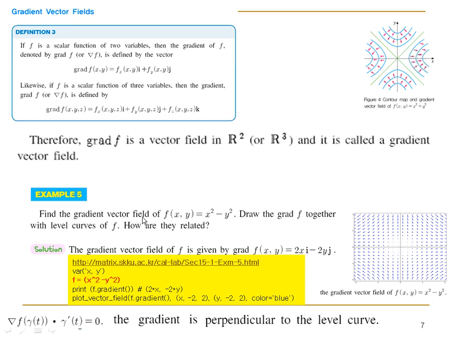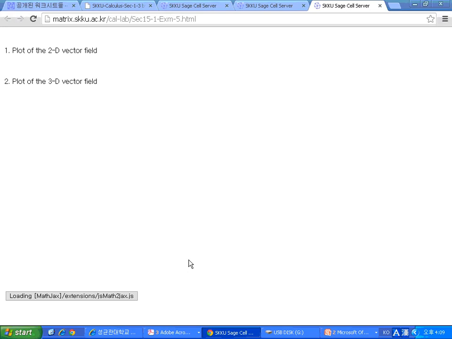Find the gradient vector field of f of x, y, which is x squared minus y squared, and draw the gradient of f together with the level curves of f. Okay, how are they related? Here we define the function x squared minus y squared as f, print the gradient first, then plot the vector field of that gradient. So now this command allows us to draw the gradient vector field. Let's see how it is.